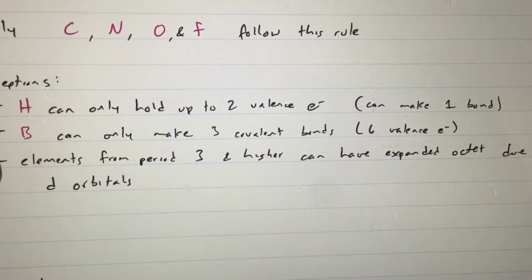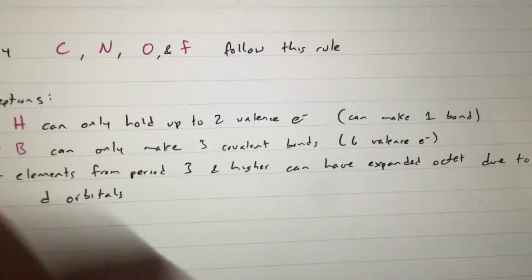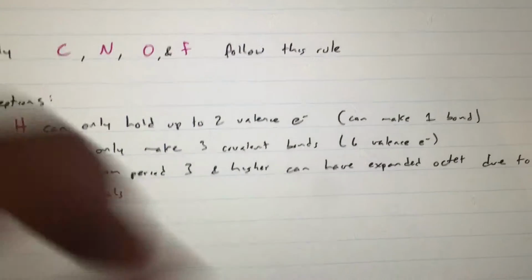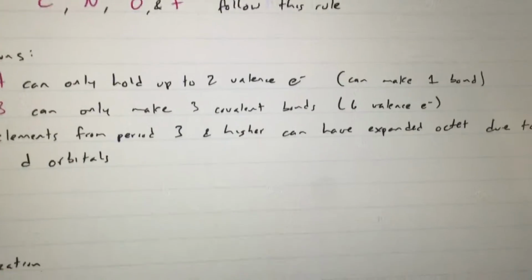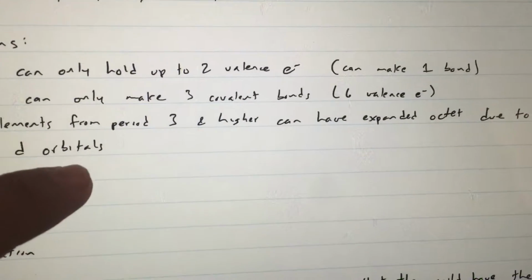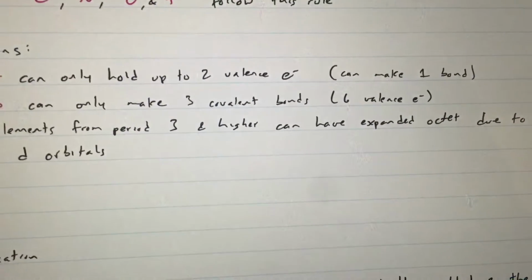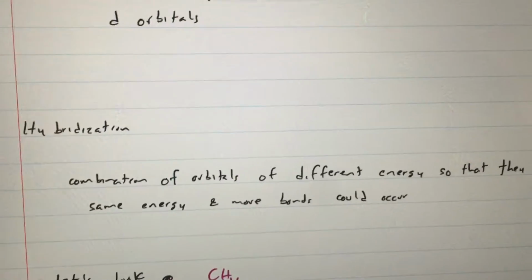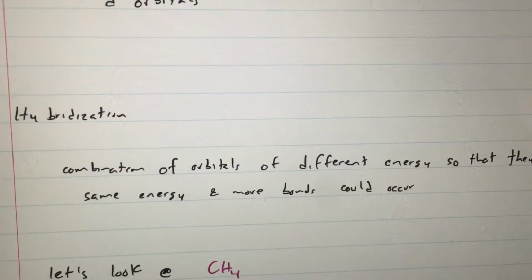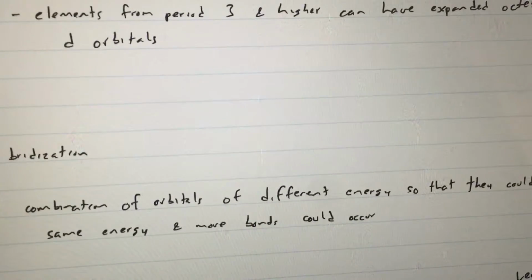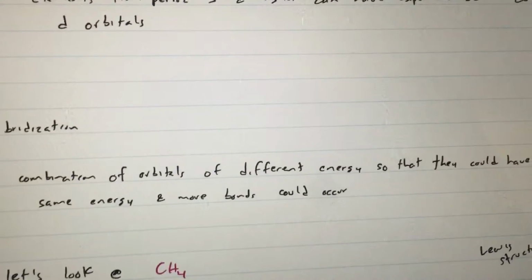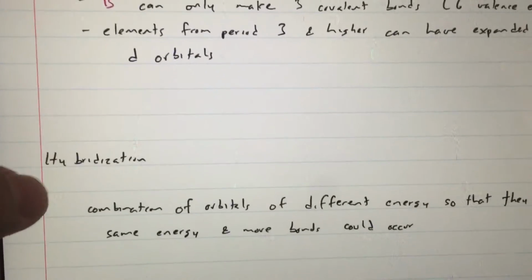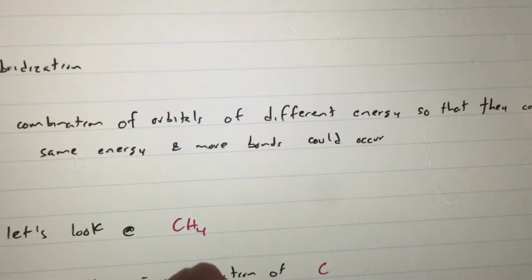Now elements from period 3 or higher can have what we call an expanded octet, meaning they could have more than 8 valence electrons. And this is because starting in the third period, the d orbitals exist. To explain this, we talk about hybridization. Hybridization is a combination of orbitals of different energy so that the new orbitals could have the same energy and more bonds could occur. Let's explain this through methane.